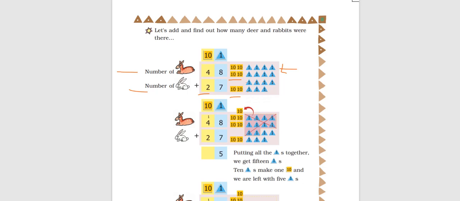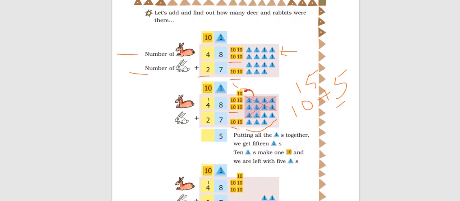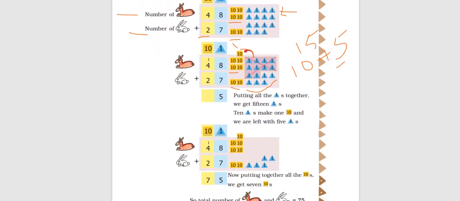Now 7 ones and 8 ones, you have a total of 15 ones, which is basically 1 ten and 5 ones. So we will move this 10 ones as 1 ten and leave the remaining 5 ones as they are. So you have a total of 4 and 2 and 1. So a total of 7 tens and remaining is 5 ones. So a total of 75.